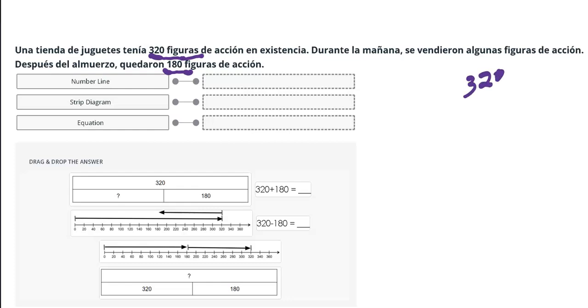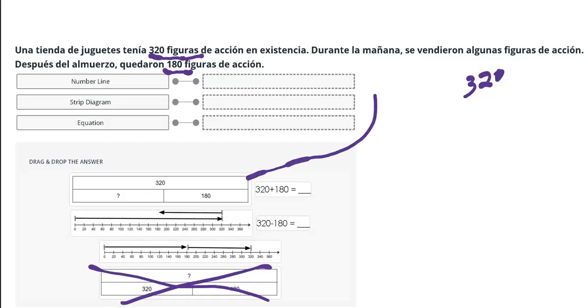So when we have our total and we have a strip diagram, where does the total go? Does it go in the parts or does it go in the whole? It goes in the whole. So if you look at both of the strip diagrams, you see the first one has it in the whole. The bottom one does not. So this one would be out, and this one would go to the strip diagram.